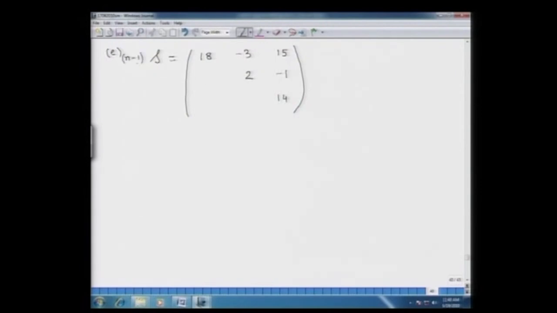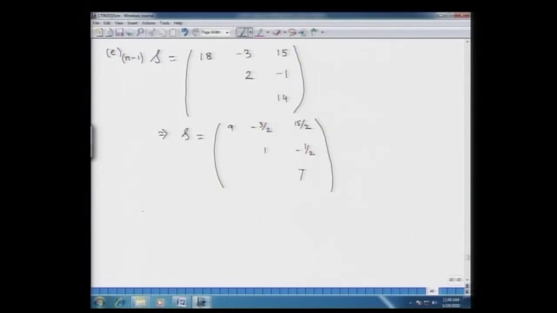So, this is what we have, n minus 1 times S. So, this is d1 prime d1, and this is d2 prime d2, and so on. This is d1 prime d2, this is d1 prime d3, this is d2 prime d3, and this is d3 prime d3. N minus 1 is 2. So, this would imply that this S matrix is this divided by 2. So, this is 9, this is 3 by 2, this is 15 by 2, this is 1, this is 7, and this is minus half.